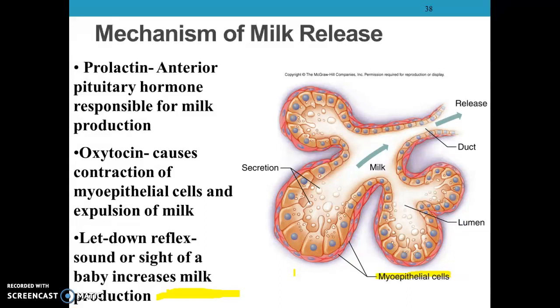When children are hungry, they start to cry. That crying, especially, it says sound or sight, but typically the sound that we're talking about is a baby crying. That's going to cause the lactating mother, even if it's not that crying child's mother, to produce milk, and milk is going to expel. So that way, if you live in a group, whether the child's mother is there or not, you have mothers that are producing milk that can feed that child.